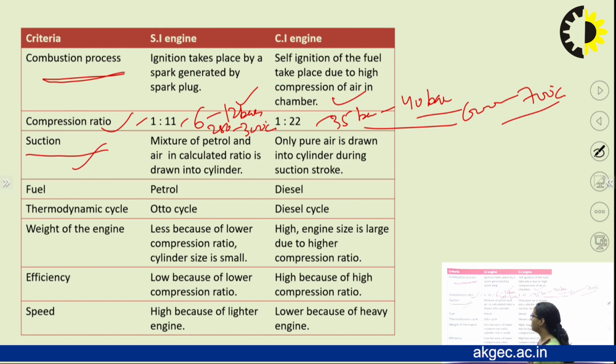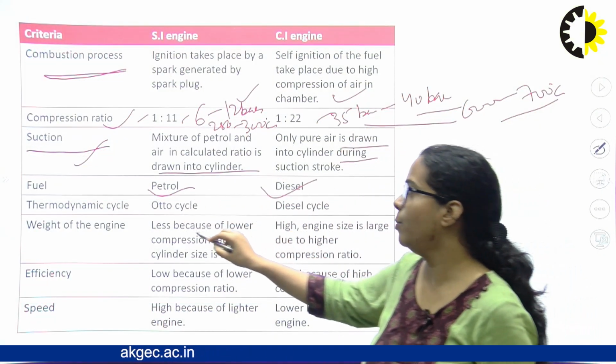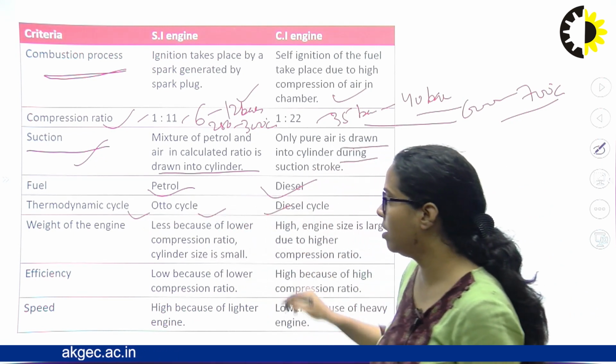The third criterion is suction. In SI engine, a mixture of petrol and air in the correct ratio is drawn into the cylinder. In CI engine, only pure air is drawn into the cylinder during the suction stroke. The fuel is petrol and diesel, and the thermodynamic cycles are the Otto cycle and the diesel cycle.